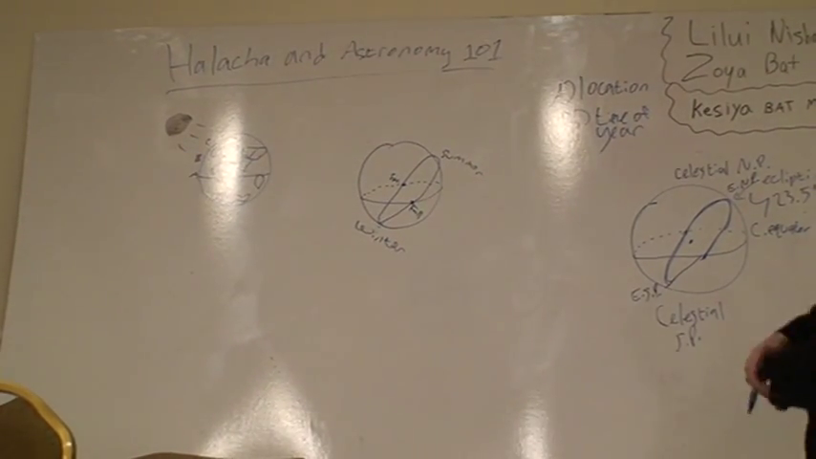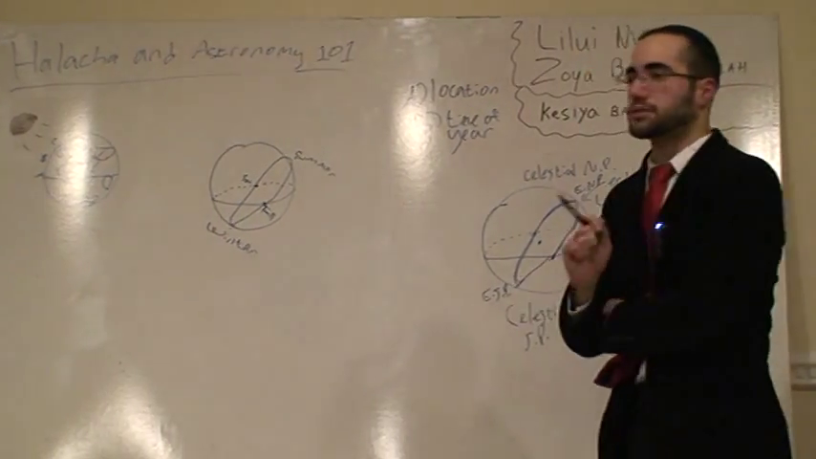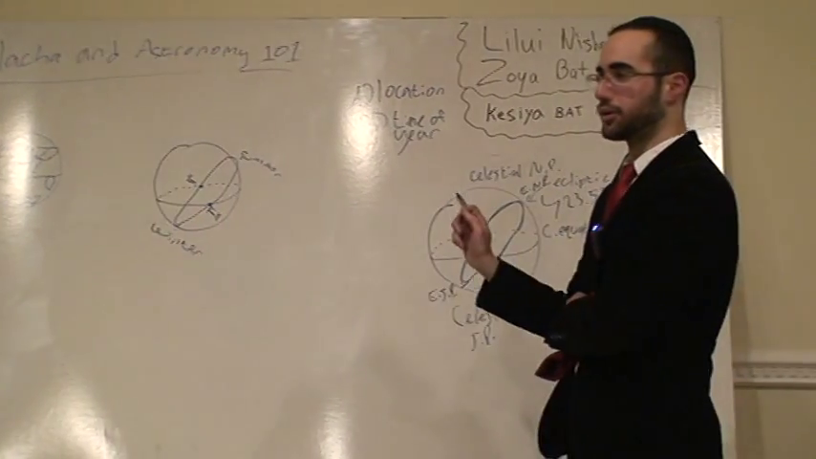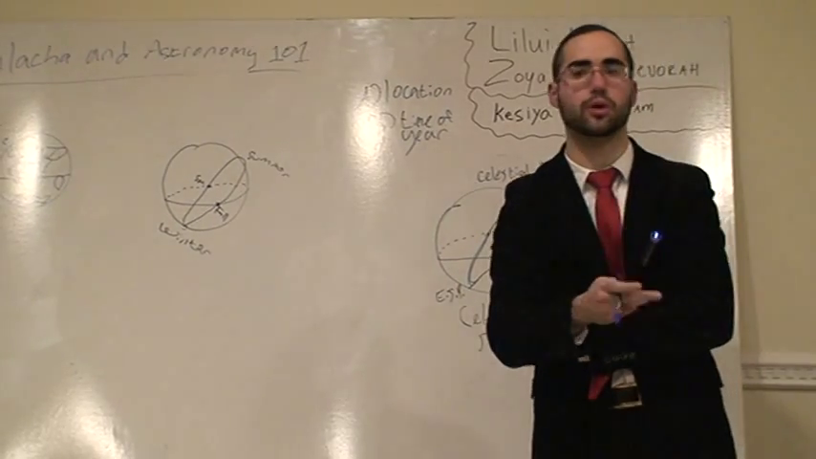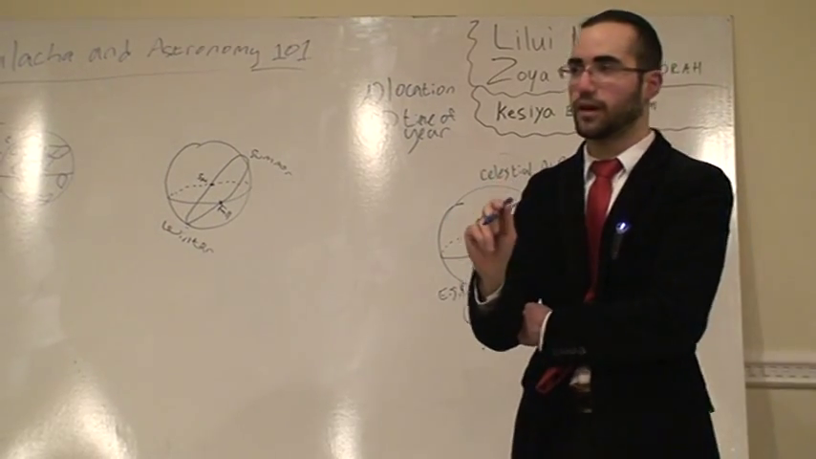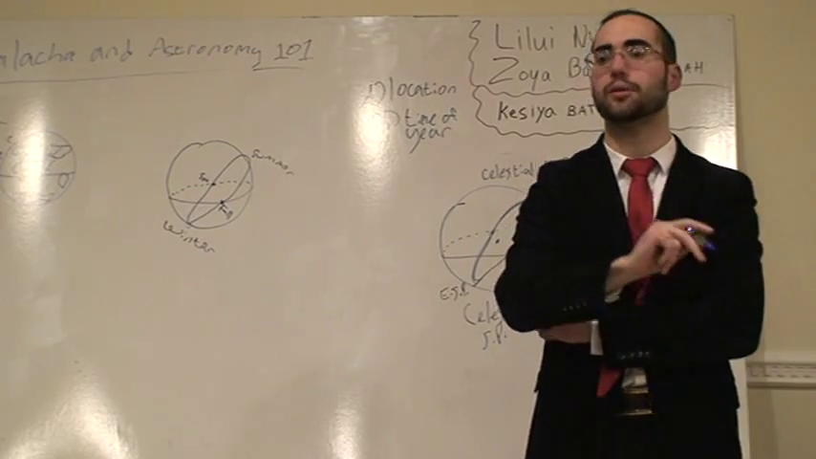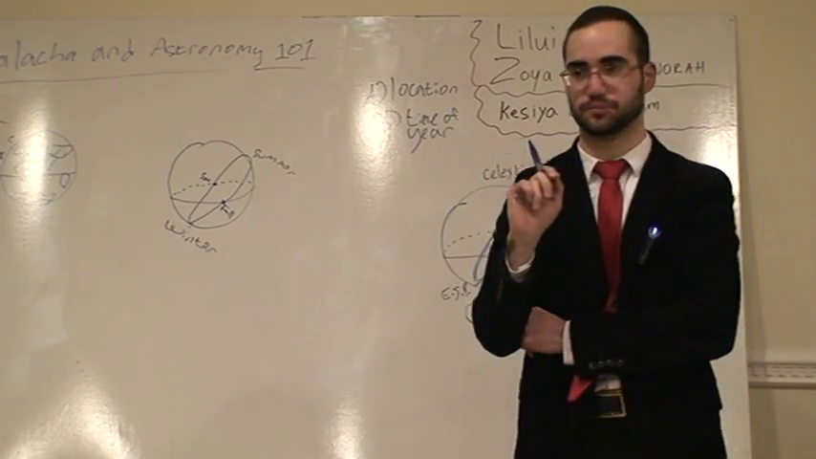Now, what's interesting about the sun in this scenario is that it has two distinct motions. It has what we call a daily cycle, and it has a yearly cycle, which go completely different directions. How so?